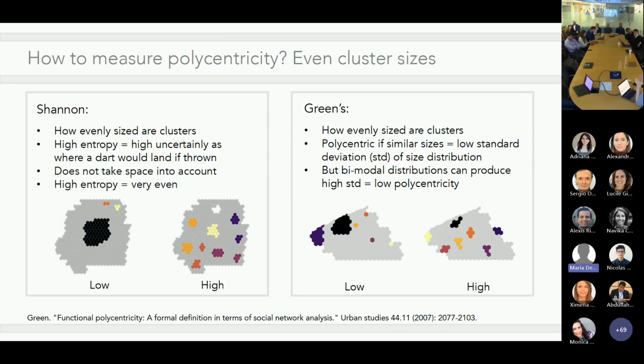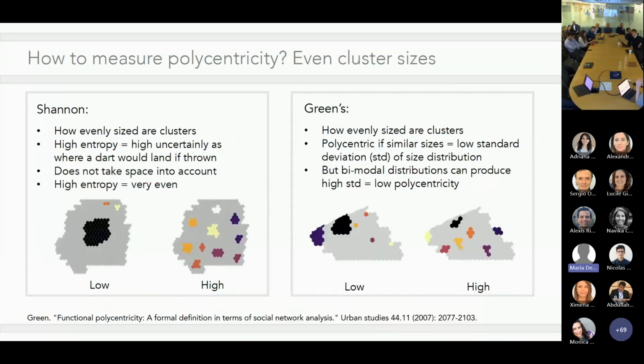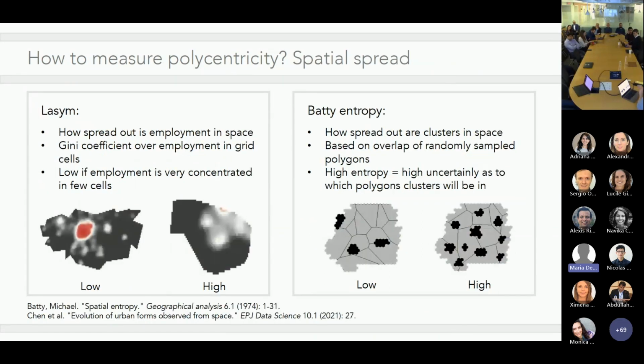There's a difference between these 2 measures, but they both essentially try to measure how evenly sized the clusters are. And so if you're very polycentric, you have very evenly sized clusters in general. Okay, and then the second 2 measures are more about the spatial spread. So these first 2 say nothing about the spatial spread of the clusters, right? The location of them. They're only comparing the sizes of the clusters, completely not related to the space. These 2 explicitly take space into account.